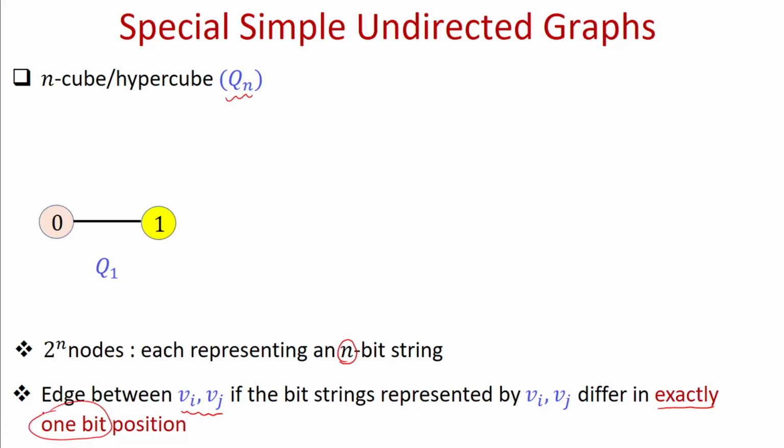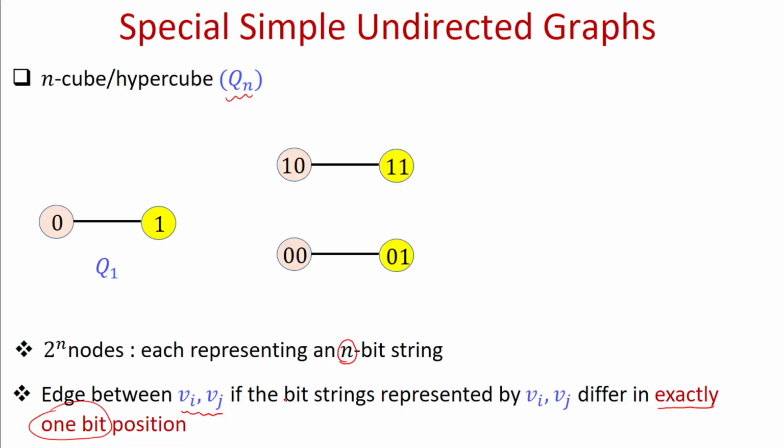So for instance, if I take the graph Q1, then I can have only two bit strings of length 1, the bit string 0 and the bit string 1, and they differ in exactly 1 bit position, so the edge will be there.